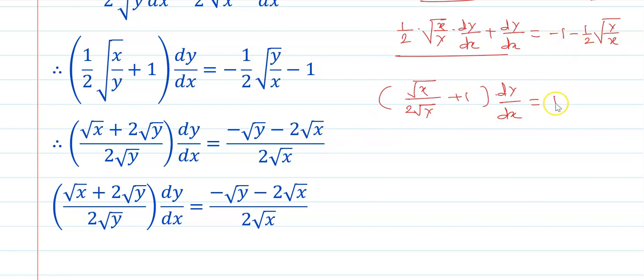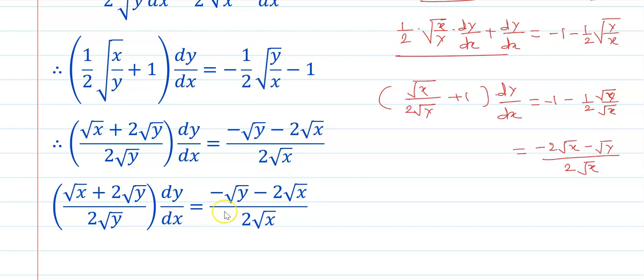Simplification here, next minus 1 minus 1 upon 2, here is a root y upon root x. Again, we multiply this 1 by 2 times root x, and then you will get minus 2 root x minus root of y upon 2 root x. Next, here also there is simplification: multiply this 1 by 2 root y, then you will get root x plus 2 times root y upon 2 times root y, okay, and to the right hand side minus root y minus 2 times root x upon 2 root x.